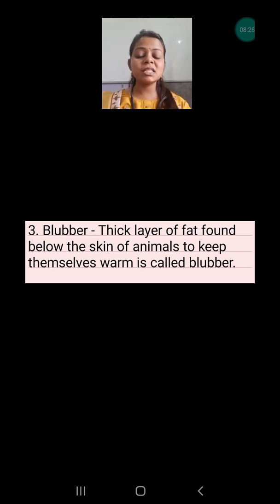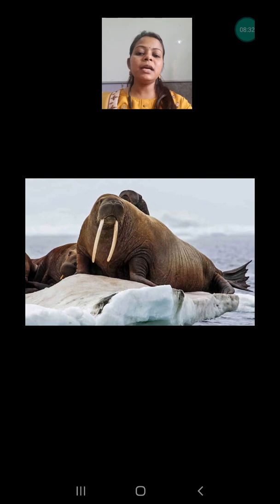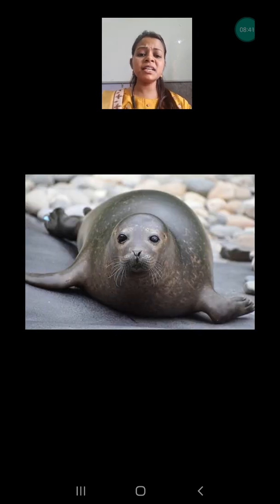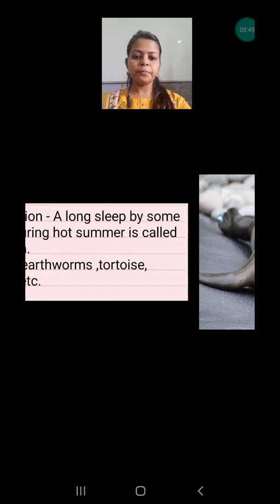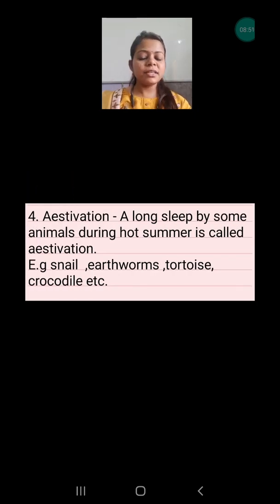This blubber keeps the animals warm in cold places, like the walrus. The picture you are seeing is a walrus, and if you look, it has very thick fat below the skin. Next is the seal. This seal also has a thick layer of fat so that it does not feel very cold in the cold region.